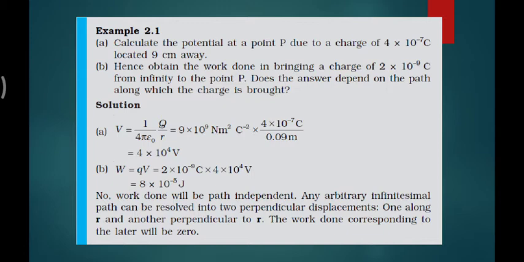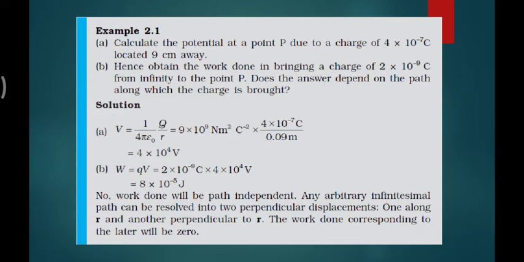Second, part B: hence obtain the work done in bringing the charge, which is given, from infinity to the point P. So we have to find the work. Does the answer depend on the path along which the charge is brought? W is equal to QV, as I said. Q is 2 into 10 to the power minus 9, and V is 4 into 10 to the power 4. So the work you need to do is 8 into 10 to the power minus 5 joule. Work is always in joule, and electric potential is always in volt. No, the answer does not depend on the path. Work done will be path independent.